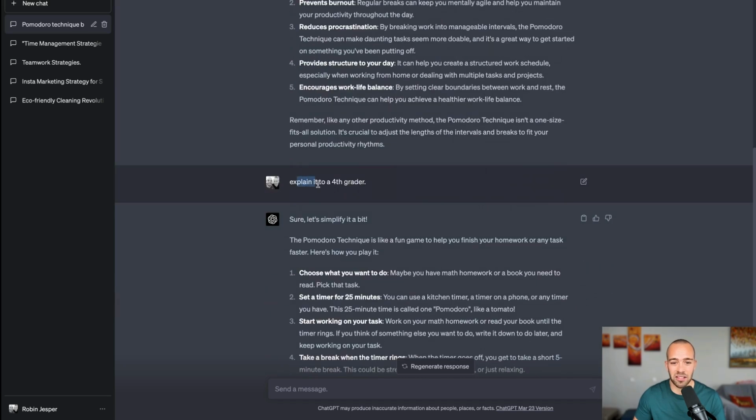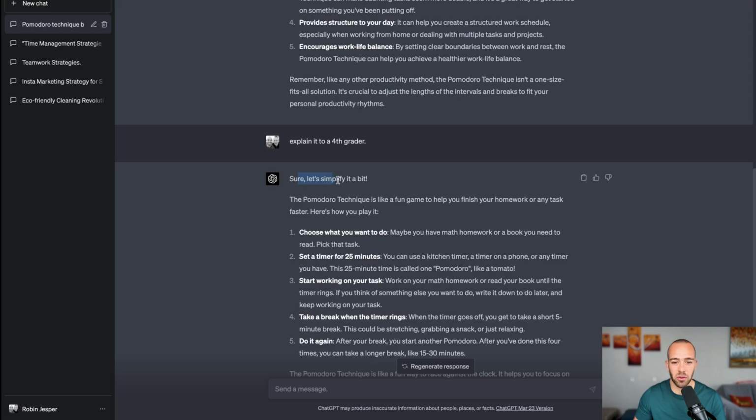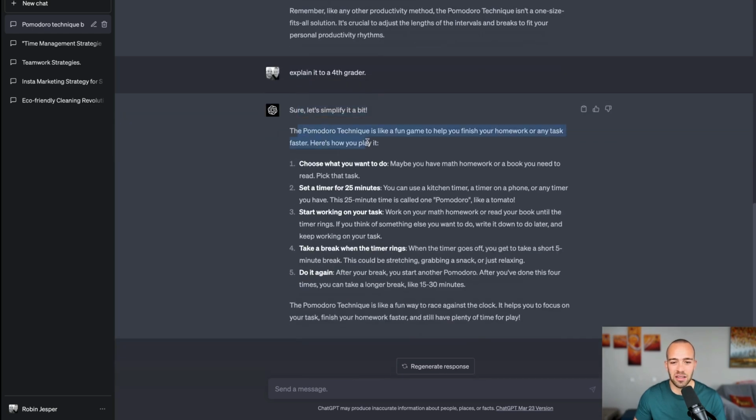So I just wrote, explain it to a fourth grader, and it says, sure, let's simplify it a bit. The Pomodoro technique is like a fun game to help you finish your homework or any task faster. Here's how to play it. And you can see it's in 5 points. It's super short and condensed. The information is so easy to just consume. So if you're having lengthy articles, lengthy homework, or assignments that are super complex, or a subject that you don't understand at all, try this technique.